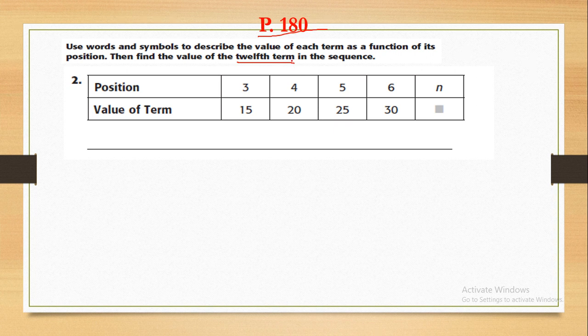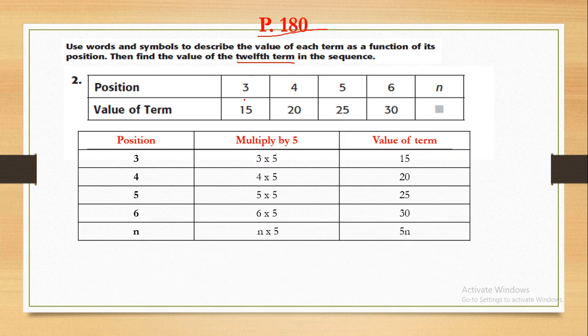So can you tell me what we're gonna do here? Come on. Yeah, good job. Here we multiply by 5. So first of all, let's write position and let's write the numbers. If we look carefully here, 3 times 5 gives us 15, that's the number we have. 4 times 5 gives us 20. 5 times 5 gives us 25. 6 times 5 gives us 30. And we have n, we will make it times 5, that's 5n.